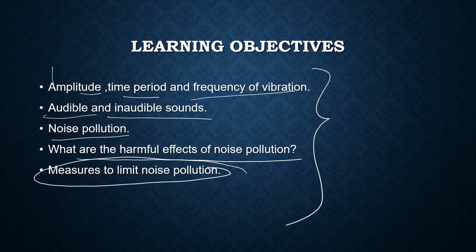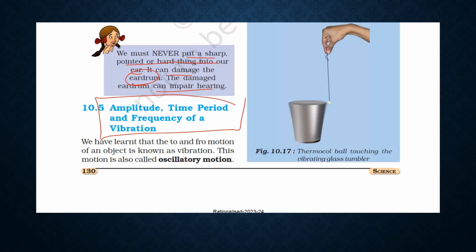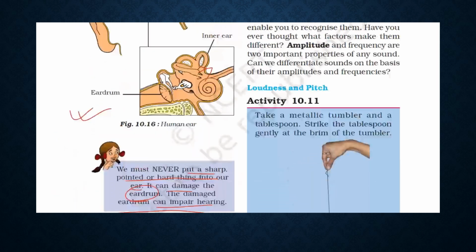So let's start with amplitude, time period and frequency of vibration. We have learned that the to and fro motion is called vibration. Something which is moving to and fro is called vibration. This is also called oscillatory motion, right? Something which is oscillating. So this is called oscillatory motion as well.